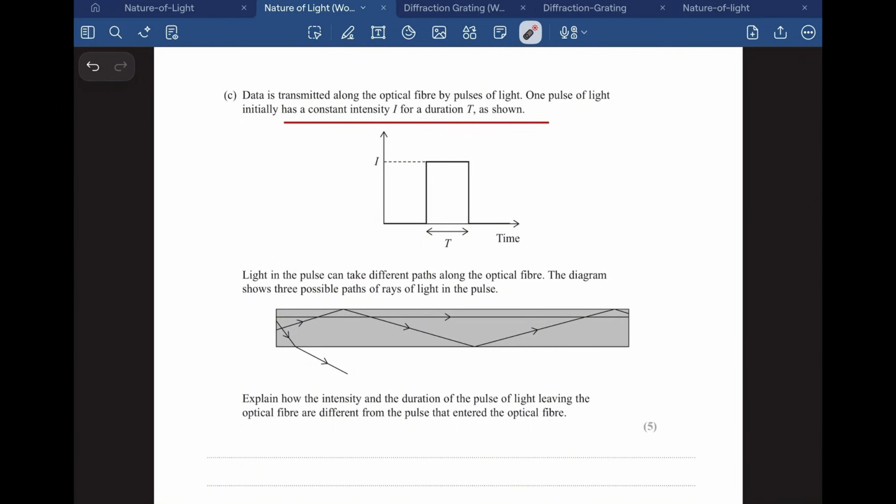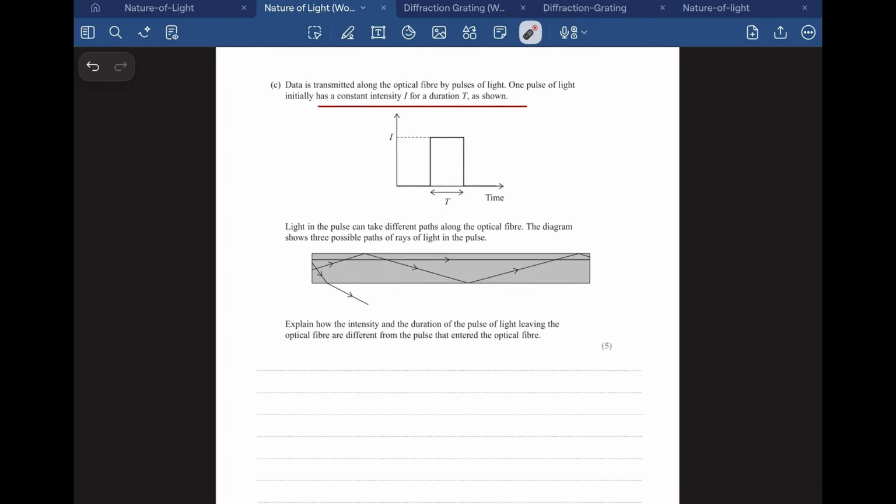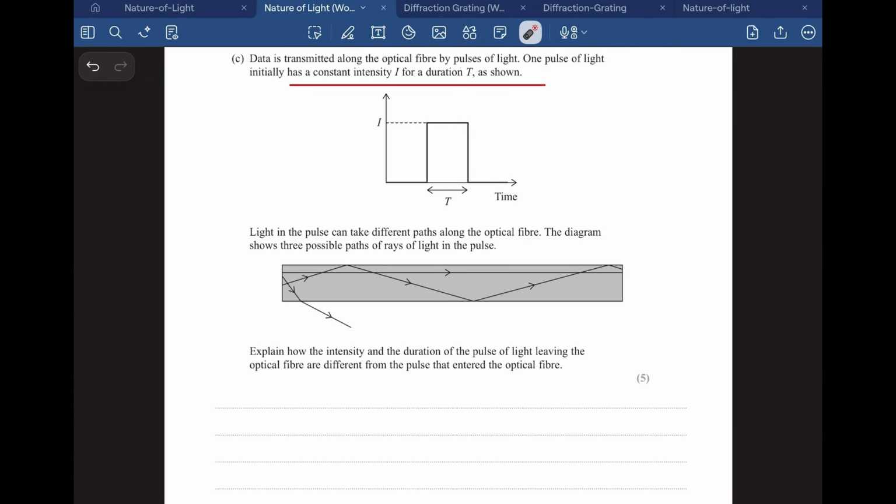We can also see that one ray is refracting out of the fiber. As one is refracting out, only two of the three rays are inside the optical fiber, so the intensity will also decrease. Only one of them is moving straight, the other two are moving like this. So the overall duration of the pulse will also increase.